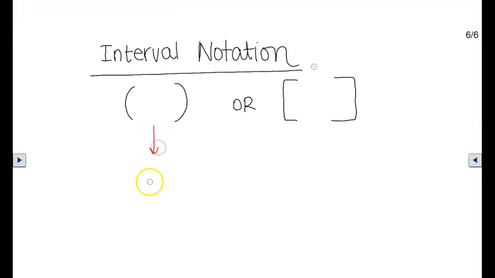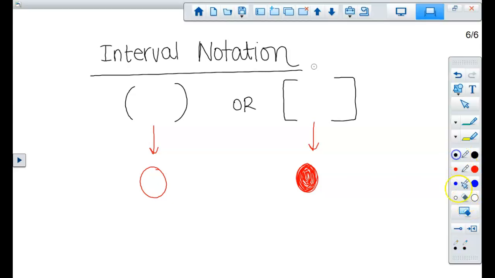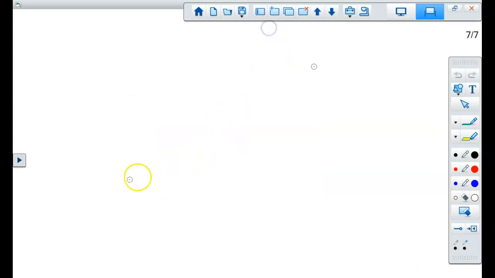Parentheses mean an open circle. That means that number is not included. That number is not allowed to be an x value. Okay? Brackets are the same thing as a closed circle. So when we're doing interval notation, parentheses mean open circle, brackets mean closed circle. Now, let me show you how this works.